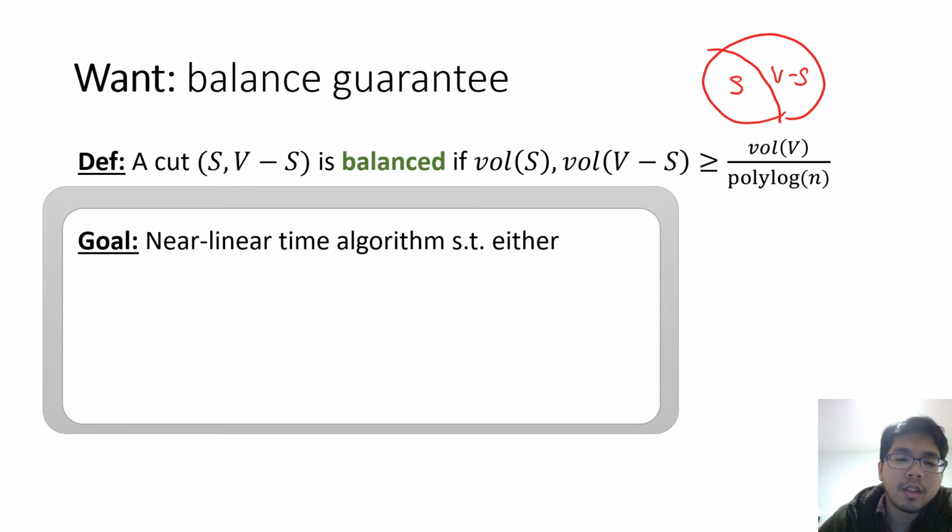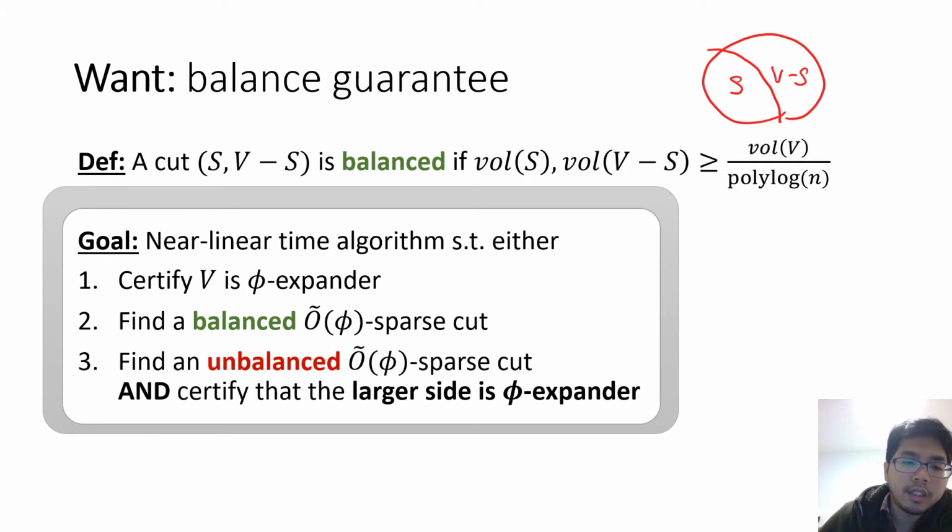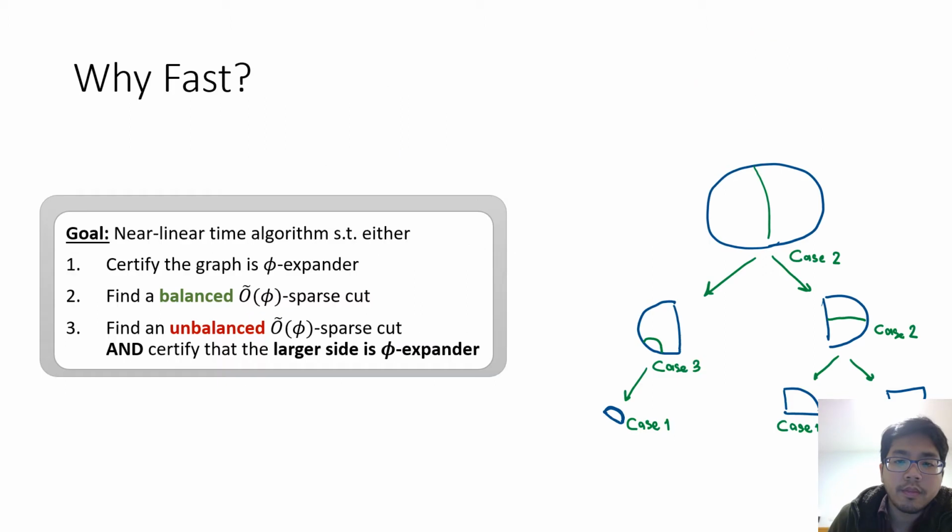Now let me state the goal, which is sufficient for our purpose. We want a near linear time algorithm that does one of the following things. First, it certifies that the whole graph is a phi expander, or it finds a balanced sparse cut, or it finds an unbalanced sparse cut, but at the same time it certifies that the larger side of the cut is already a phi expander. Once we have this, we are done. It is quite easy to see.